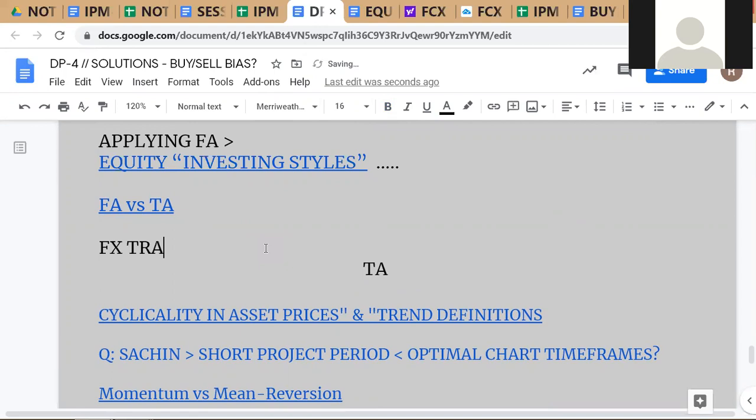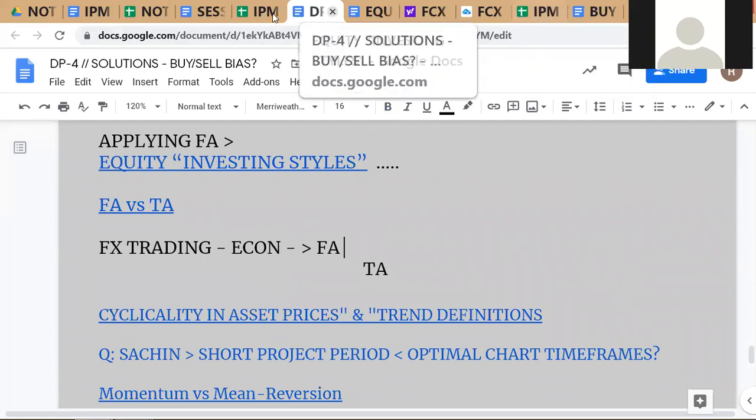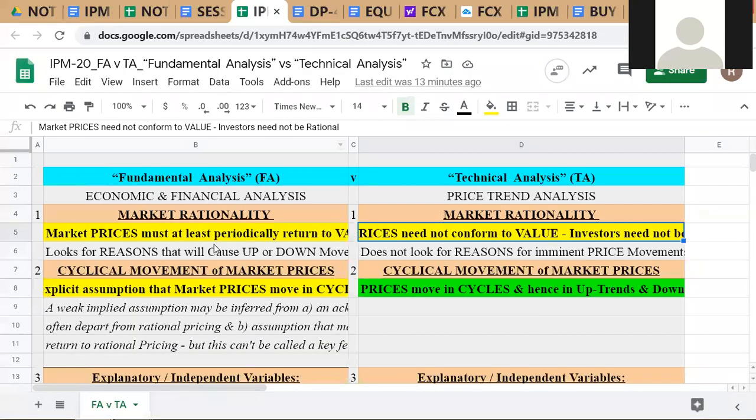I was an economics grad, so I thought that I would do lots of economic analysis. So I believed in FA. Most people generally, when they start out, believe in FA, because this is rational, and we like to believe that everything is rational.